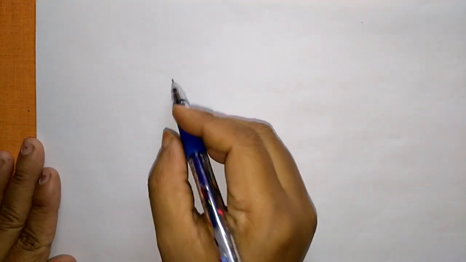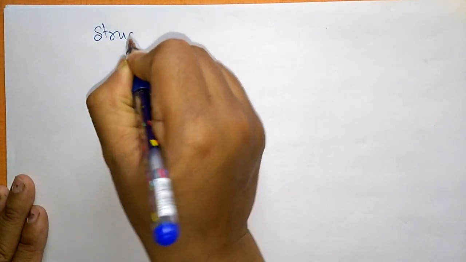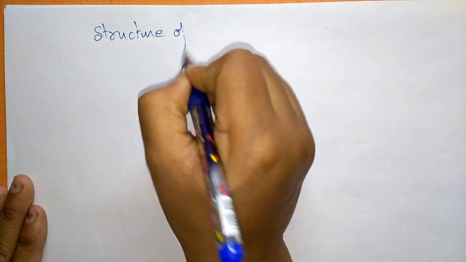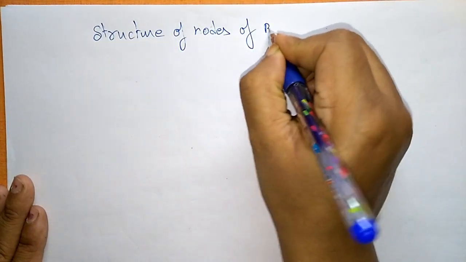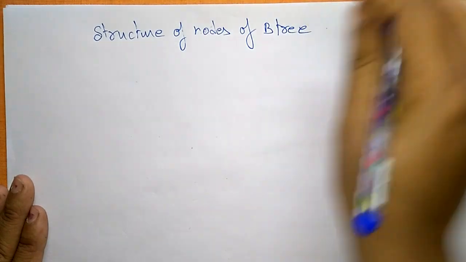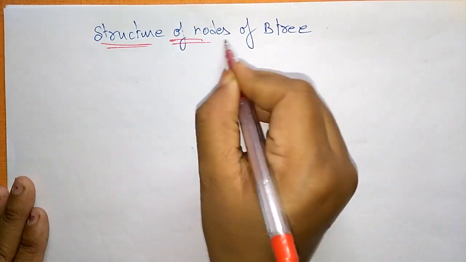Okay. Now let us see the structure of a B tree. So what is the structure of the nodes of a B tree?